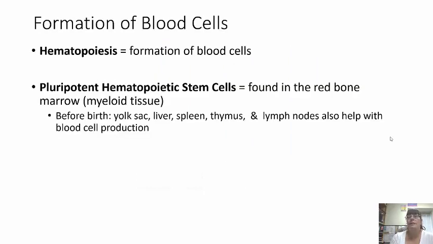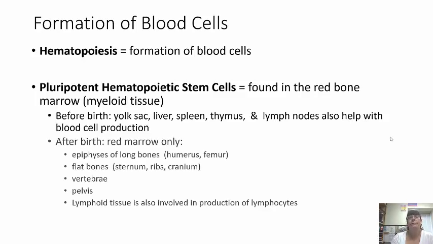So hematopoiesis is the formation of blood cells. Pluripotent hematopoietic stem cells are found in the red bone marrow, which is myeloid tissue. Before birth, we have the yolk sac, the liver, the spleen, the thymus, and the lymph nodes that help with blood cell production. After birth, it's only the red marrow, though. The epiphyses of the long bones, so the humerus and the femur, those kind of bones. Flat bones like the sternum, the ribs, and the cranium. The vertebrae, the pelvis, and lymphoid tissue is also actually involved in the production of lymphocytes, which we will talk about in the next chapter.